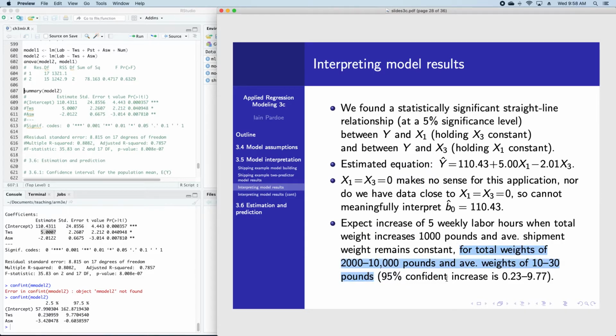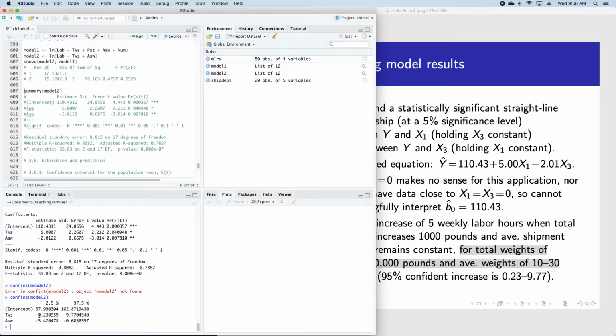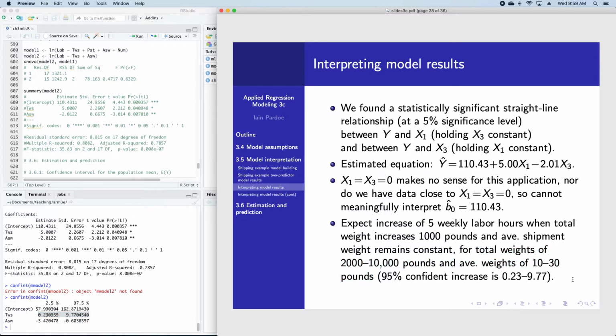And if we were to put a confidence interval around that number, then we would look at these two numbers here and say we're 95% confident that that increase is between 0.23 and 9.77. It's a pretty wide interval. We don't have a whole lot of data here, and the relationships aren't that strong, and so that's why we have such a wide interval here.